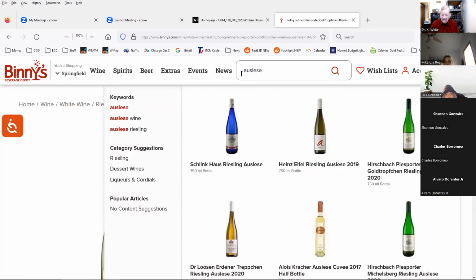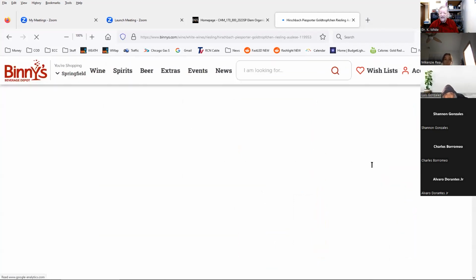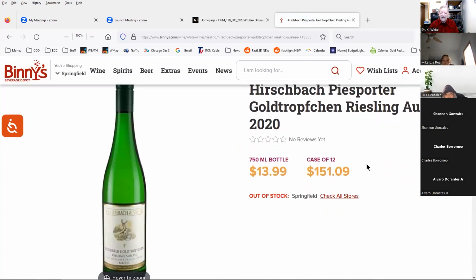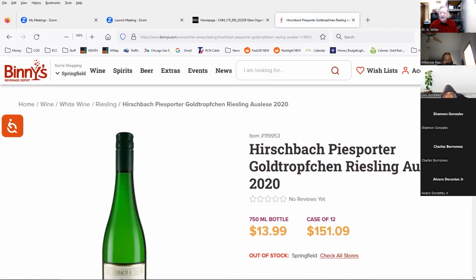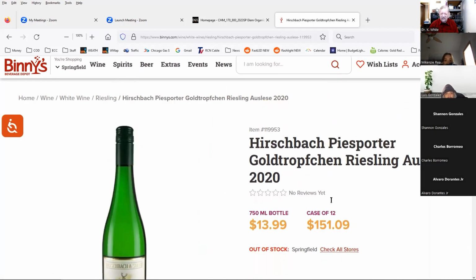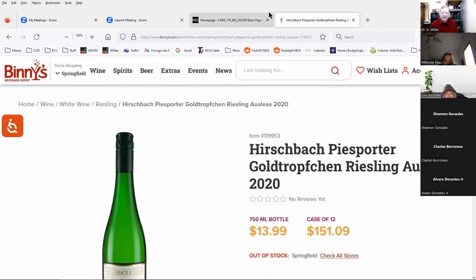This one right here. And I used to buy this by the case. And here's Auslese. It's a very sweet white German wine. And I like my white German wines much better than French white wines. That's just my own preference. But part of the reason is memories, and also I like the taste. And Binny's always has a good selection of German white wines.